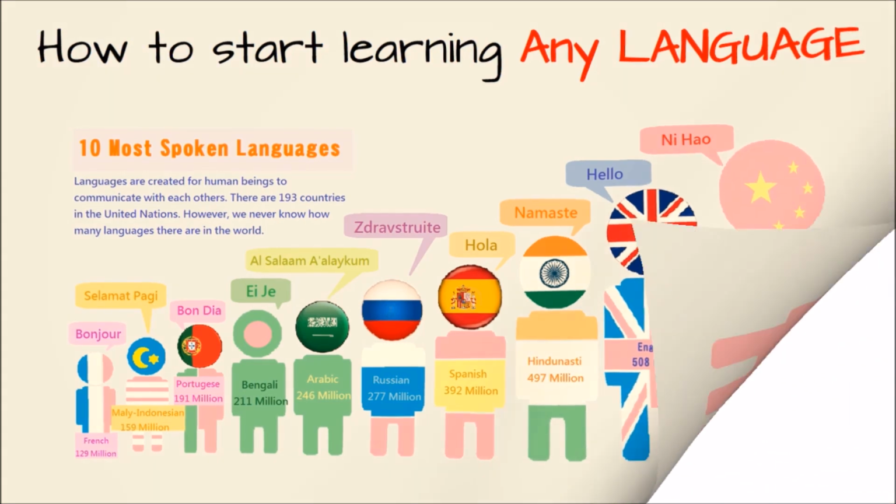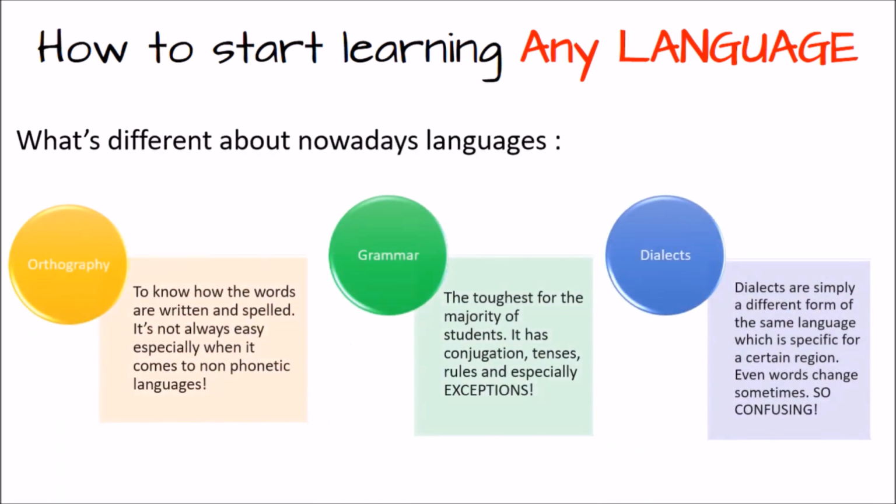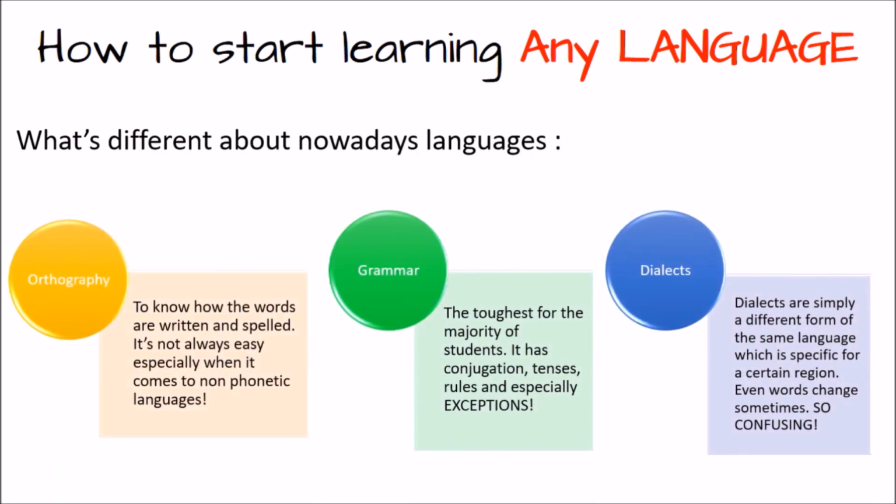What's different about nowadays languages? Well, there are 3 big titles. Orthography, which is knowing how words are written and spelled. It's not always easy, especially when it comes to non-phonetic languages, which means it's not written the same way it's spoken. This is like English and French.